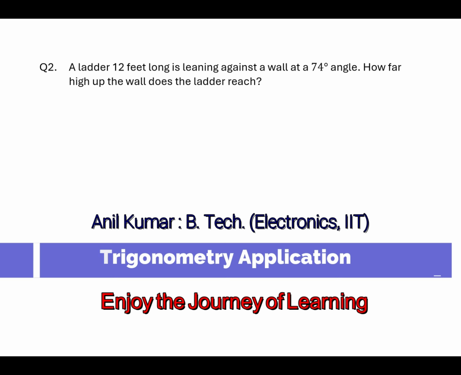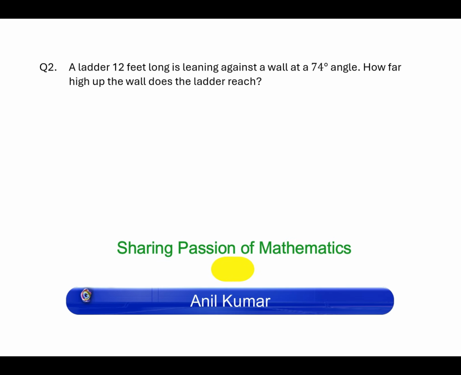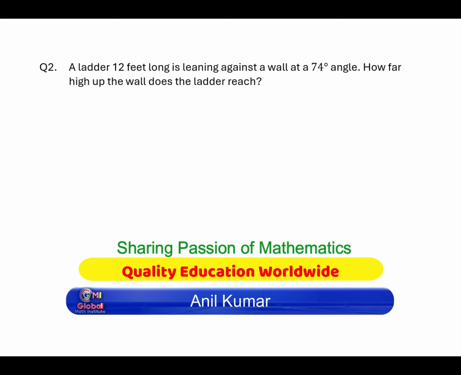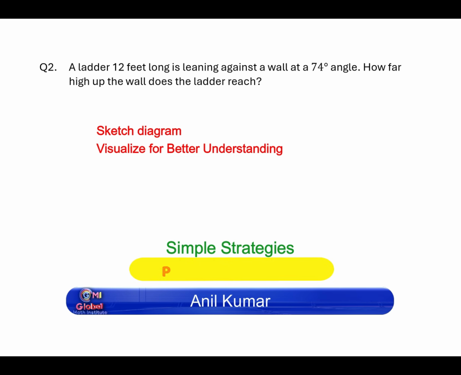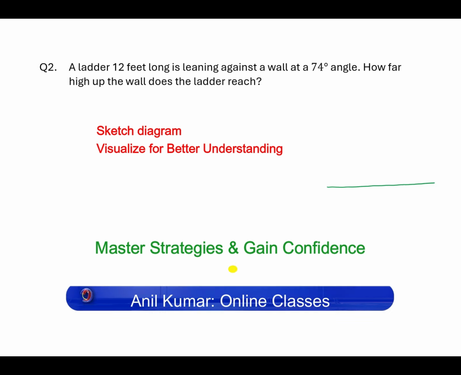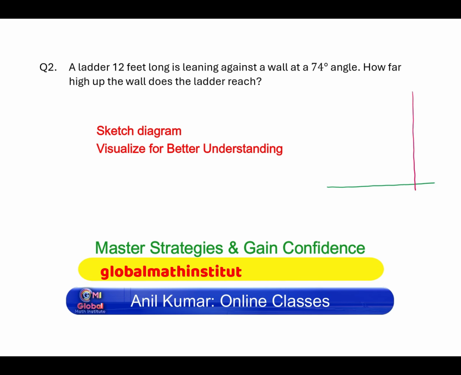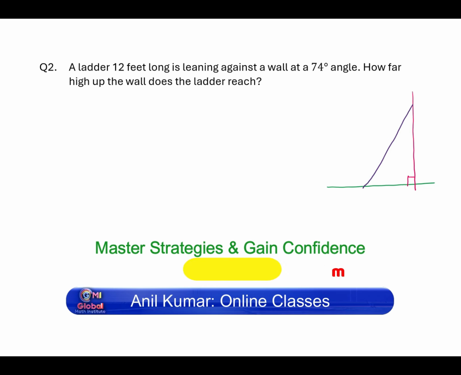Here is solution of question number 2. A ladder 12 feet long is leaning against a wall at a 75 degrees angle. How far high up the wall does the ladder reach? So in such questions, we should actually sketch the diagram to understand the situation and then solve them. So let's say this is the ground and we are talking about a wall which would be at right angles, a ladder leaning against the wall. So the situation is like this.